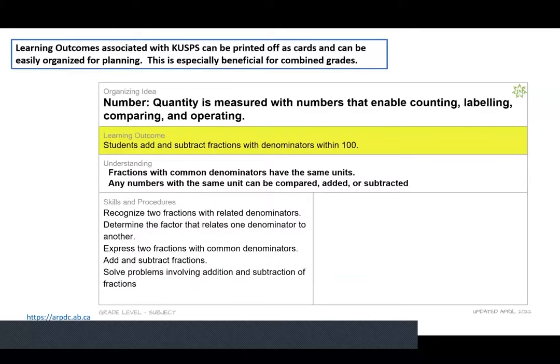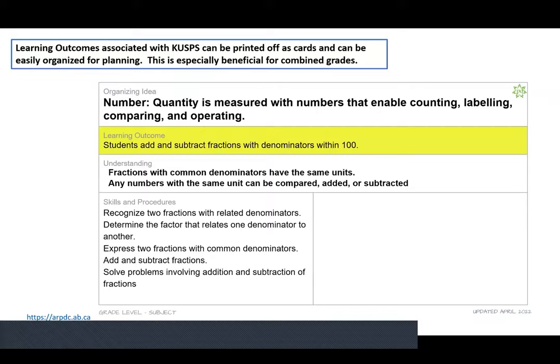And then this one, I haven't shown this one either, but I think I should be doing it more often. This one is just for your planning. So all of the outcomes, all of the organizing ideas, and then the learning outcomes with the understanding and the skills and procedures. The knowledge is on the back end of this card. They're all on individual cards. Again, you can find them on our ARPDC site.